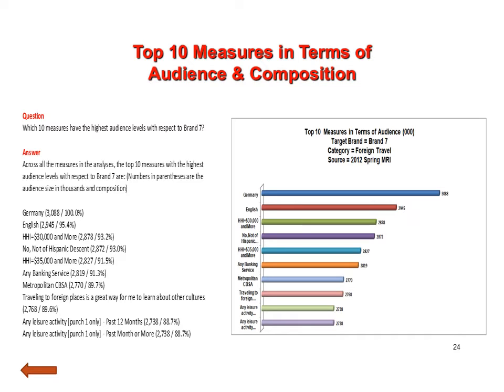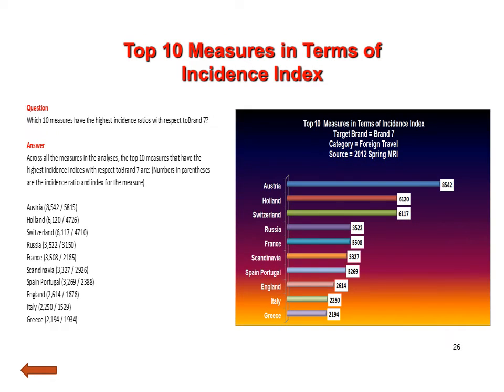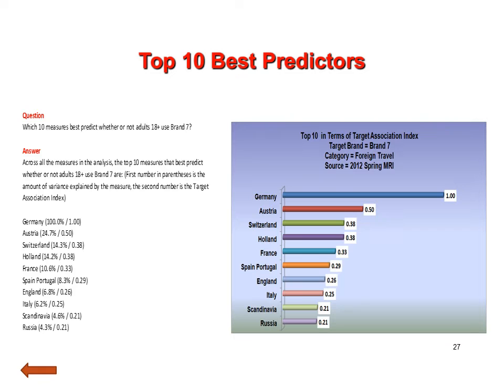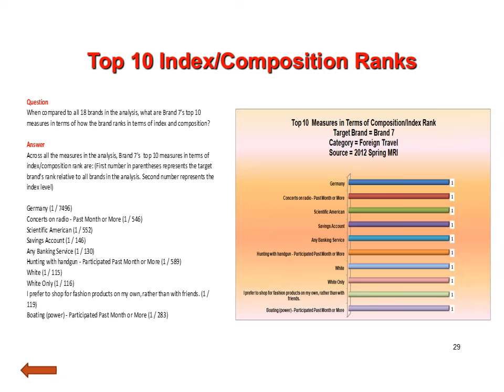Here we have a slide that shows you the top 10 measures in terms of audience and composition. Here's a slide that shows you the top 10 measures in terms of index and coverage. Here you have a slide that shows you the top 10 measures in terms of incidence index. Here you have a slide that shows you the top 10 best predictors of brand usage. Here you have a slide that shows you the top 10 audience and incidence ranks. And here you have a slide that shows you the top 10 index and composition ranks.